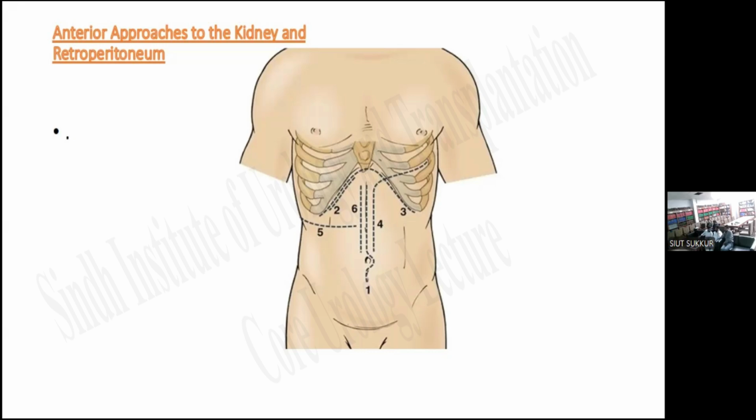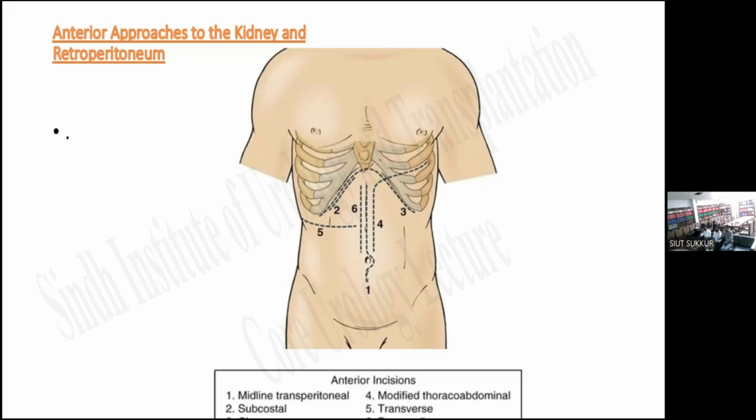Number three is the chevron incision. Yes. And number four is the thoracoabdominal incision. Number five is the flank incision, transverse. Number six is the pyramidal incision. Good. So these are the incisions, as rightly told by Dr. Kamran: midline incision, subcostal, chevron, modified thoracoabdominal, transverse, and pyramidal.